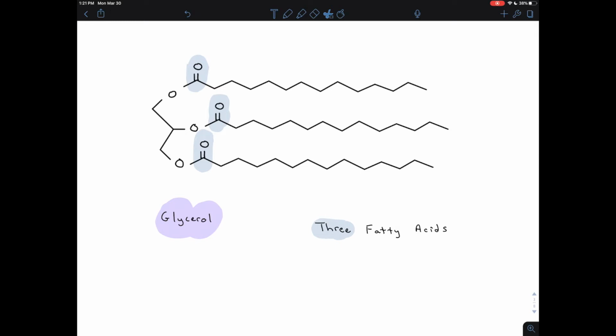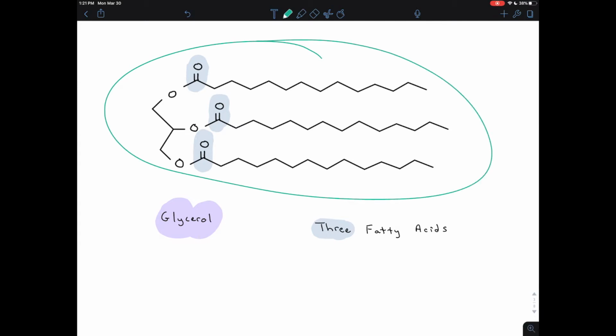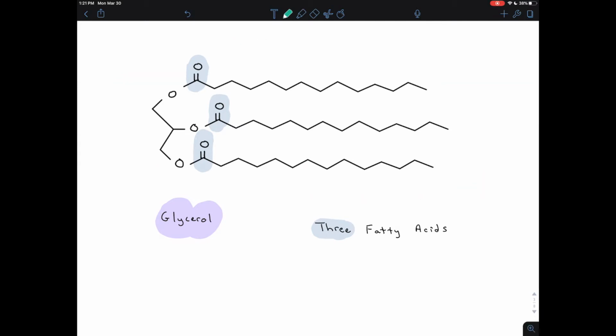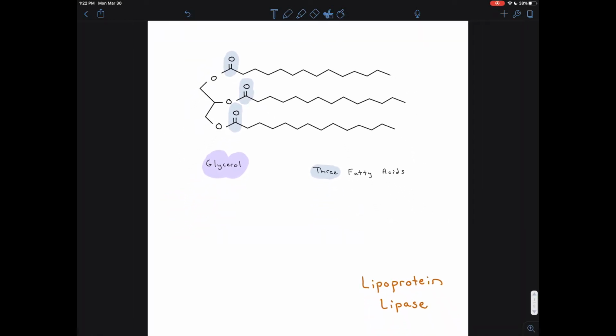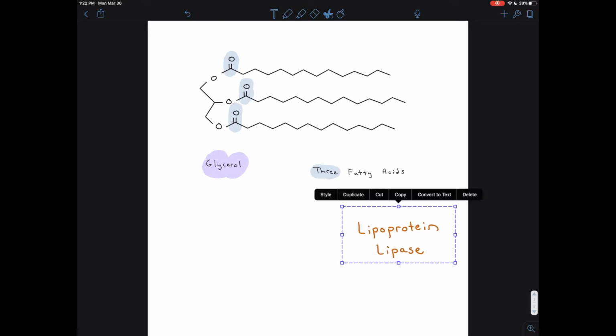So once triglycerides, or triacylglycerols, are in your duodenum, they get packaged into chylomicrons that then travel through your bloodstream until they arrive at a cell. And the cell is going to break these down. The first way it's going to break them down is through an enzyme called lipoprotein lipase.